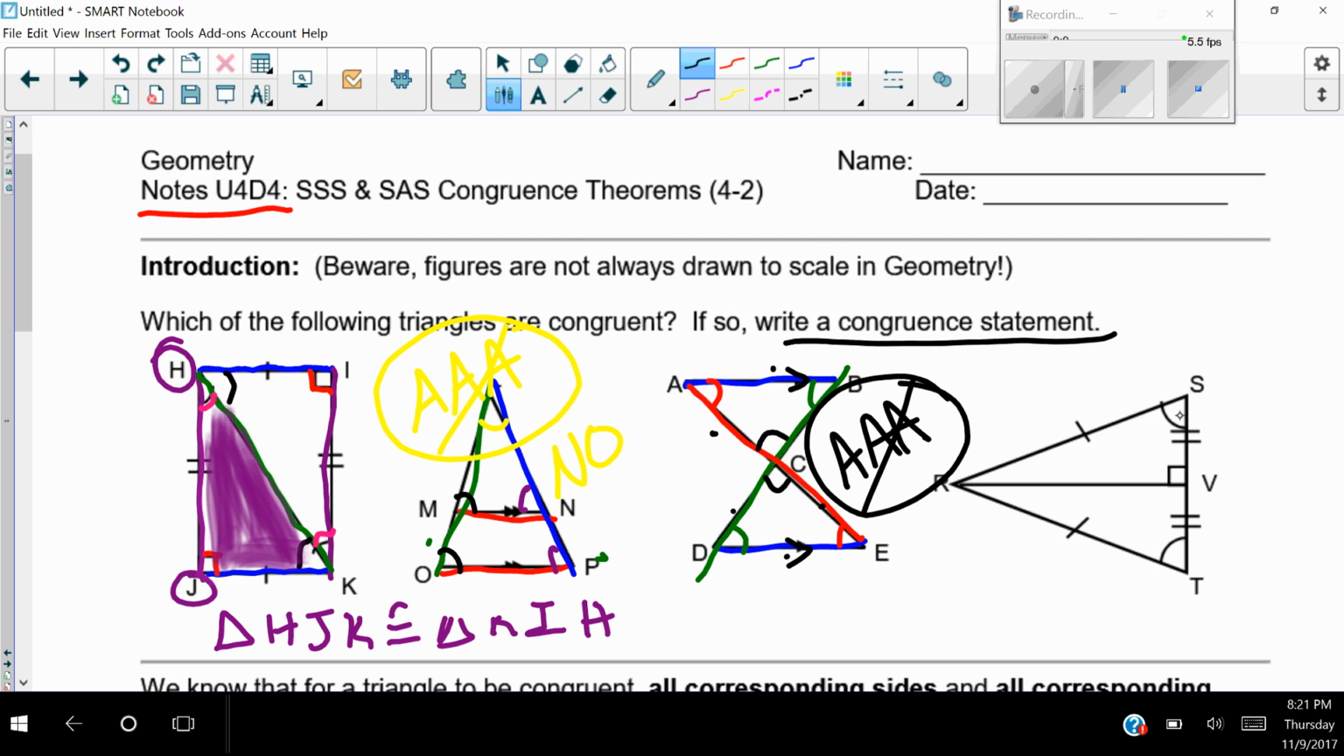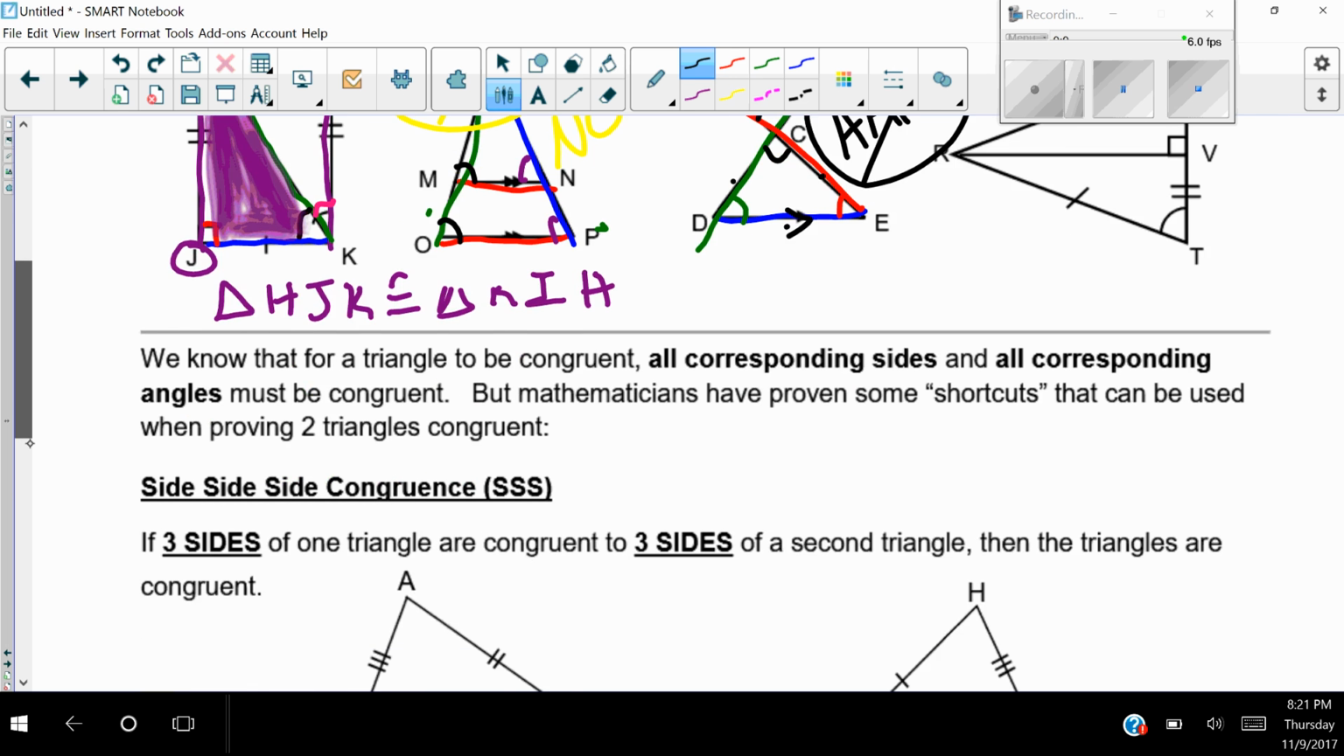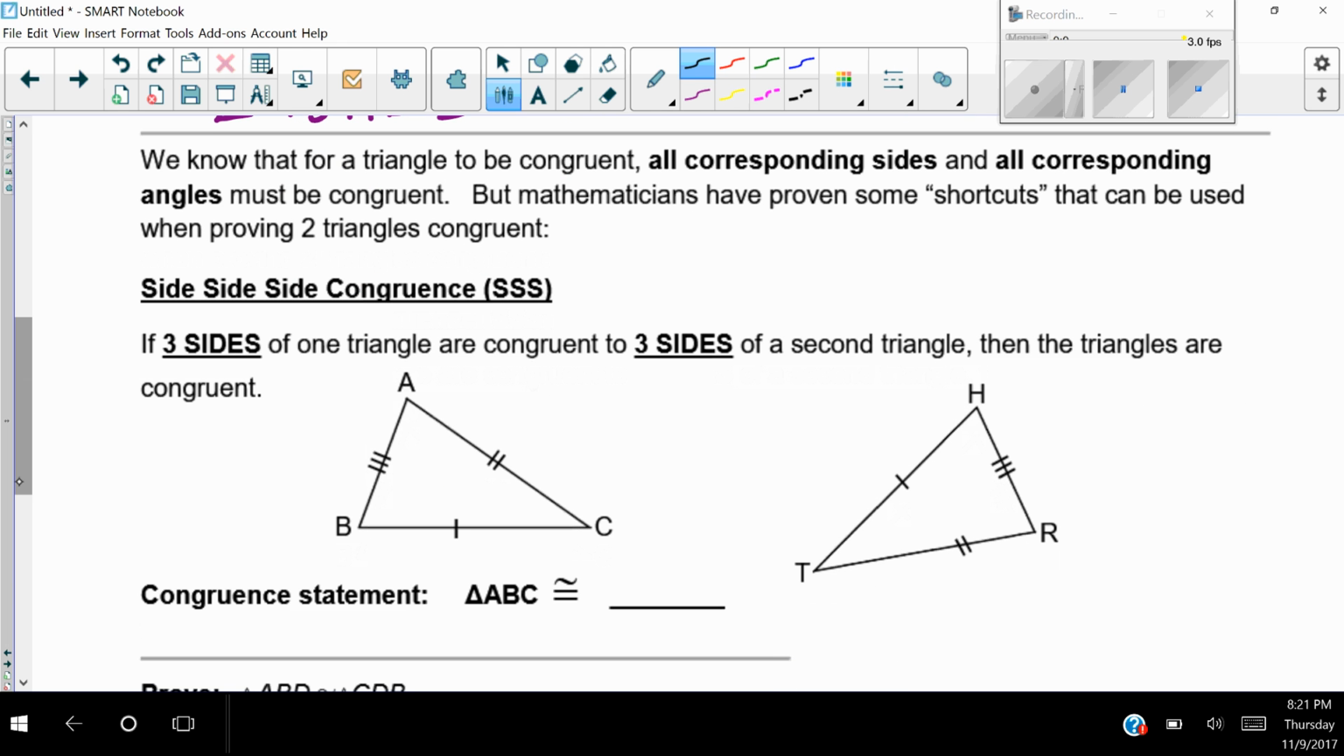Can you prove to me that all three angles and all three sides are congruent? We'll check it tomorrow. It says we know that for a triangle to be congruent, all corresponding sides and corresponding angles must be congruent. Before we had to prove every single one. However, now I'm going to teach you a couple of shortcuts.